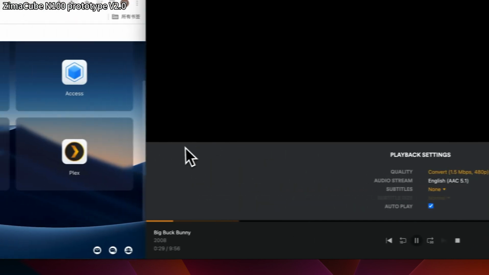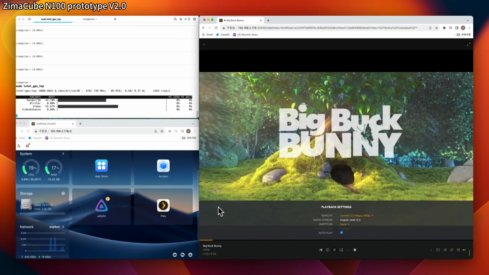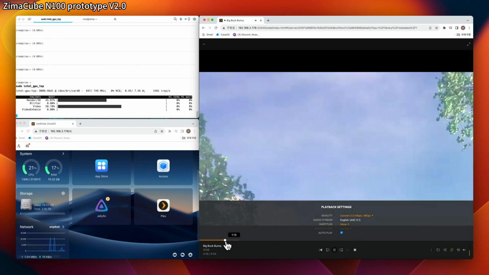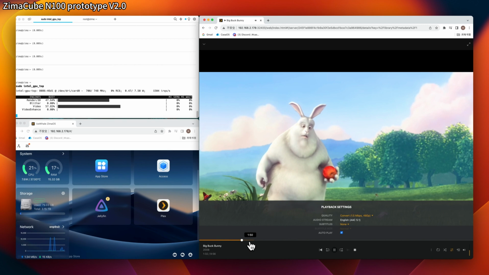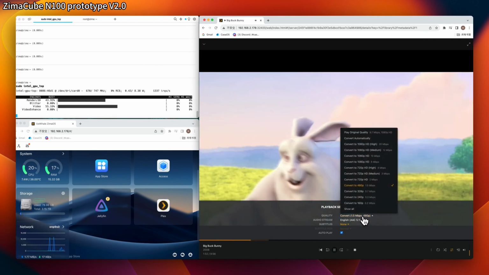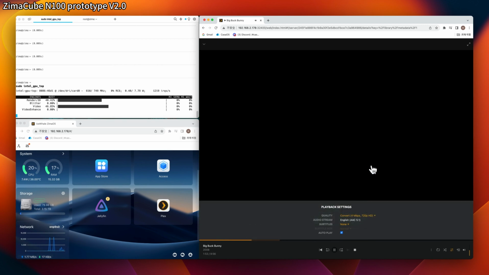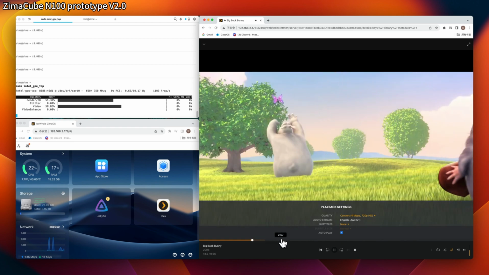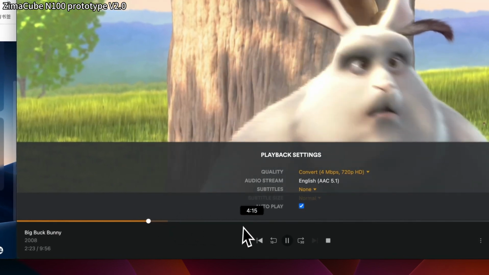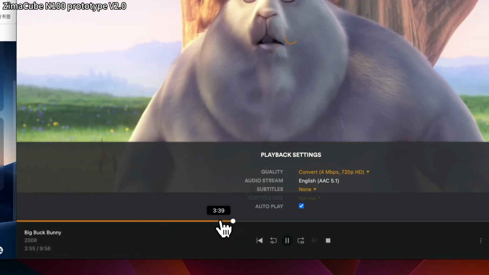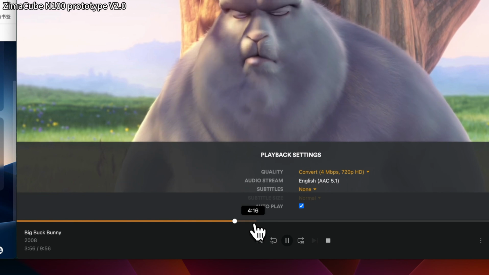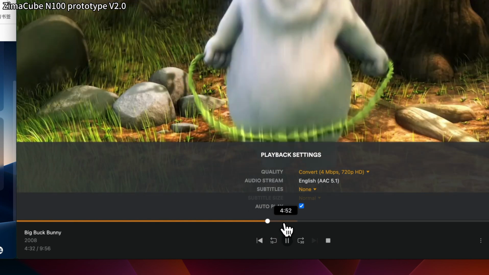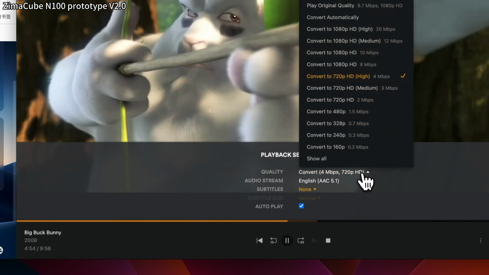Throughout our testing, Zimacube showcases excellent performance in transcoding, irrespective of different resolutions and bit rates. The transcoding process was smooth and seamless, with only a brief delay of less than 3 seconds. This clearly demonstrates the powerful hardware transcoding advantages brought by the N100's integrated GPU.